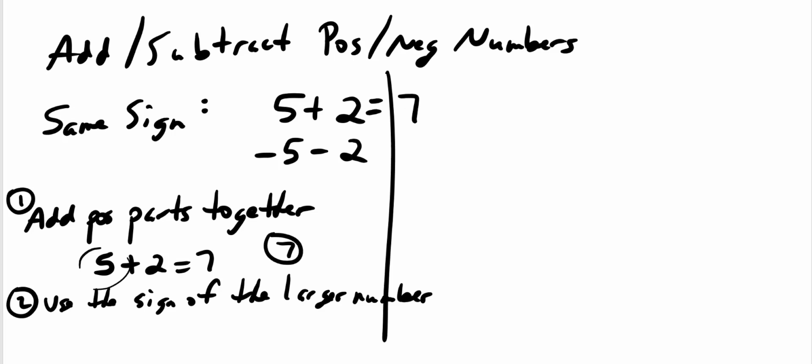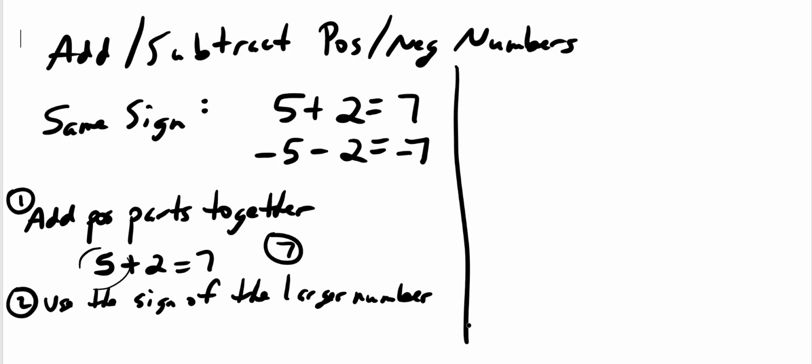So it's equal to 7. It's pretty easy. So let's do the next one. Negative 5 minus 2. Well, what's 5 plus 2? Remember, only add the positive parts. 5 plus 2 is 7. What's the sign of the bigger number? Negative. The answer to that one is negative 7. It's super easy. So that's with the same sign: you add them together and then use the sign of the bigger number.